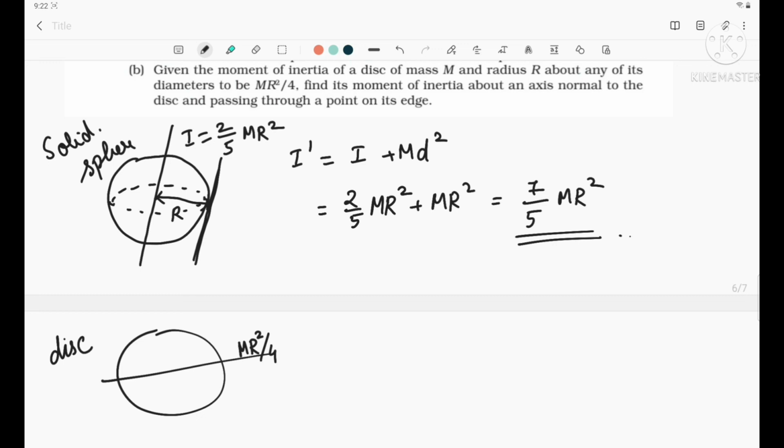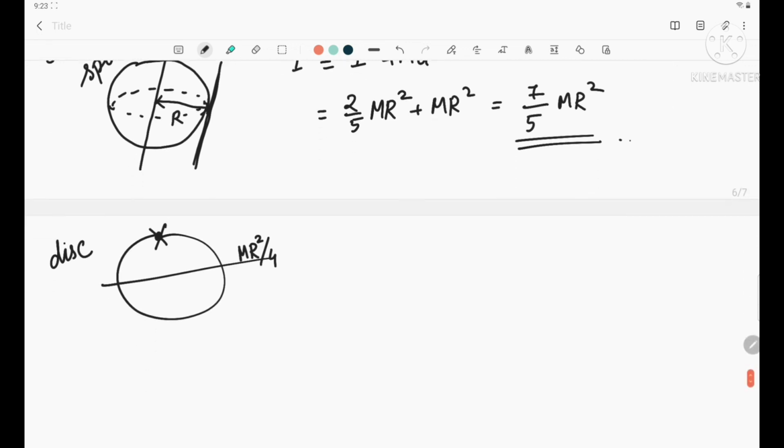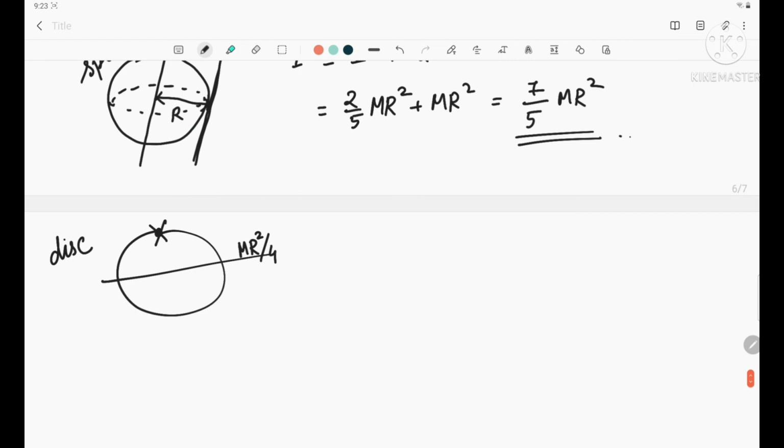Find the moment of inertia about an axis normal to the disk and passing through a point on its edge. So we have to find the moment of inertia about an axis which is passing through the edge of the disk and is perpendicular to the disk. How will we calculate this? We have to use two theorems here. First of all, we need to calculate the moment of inertia about an axis passing through the center and perpendicular. So we will use the perpendicular axis theorem.